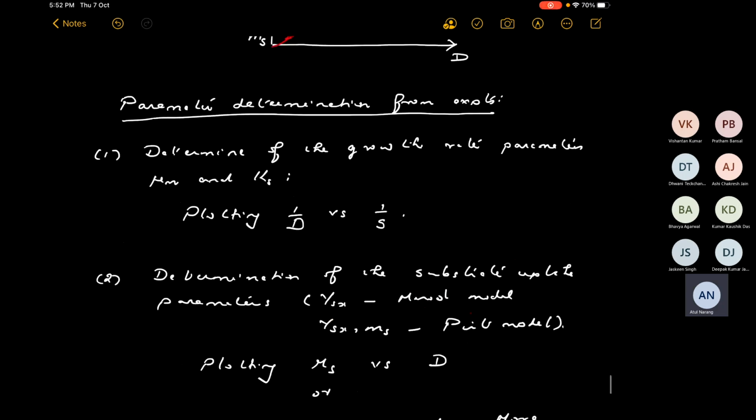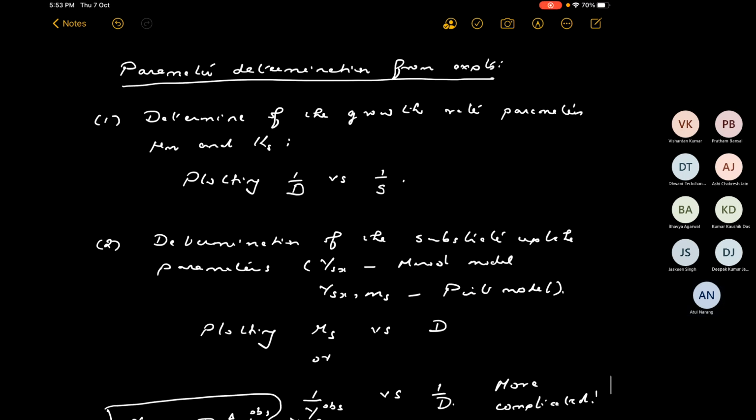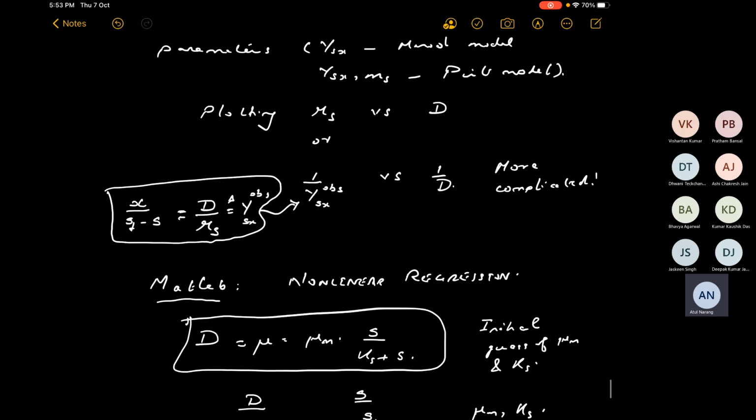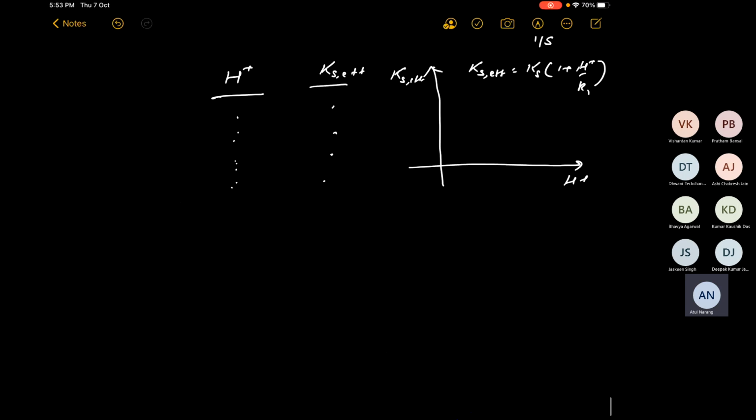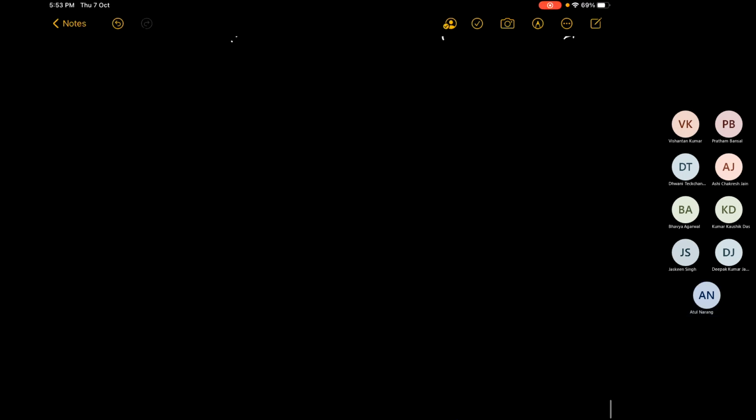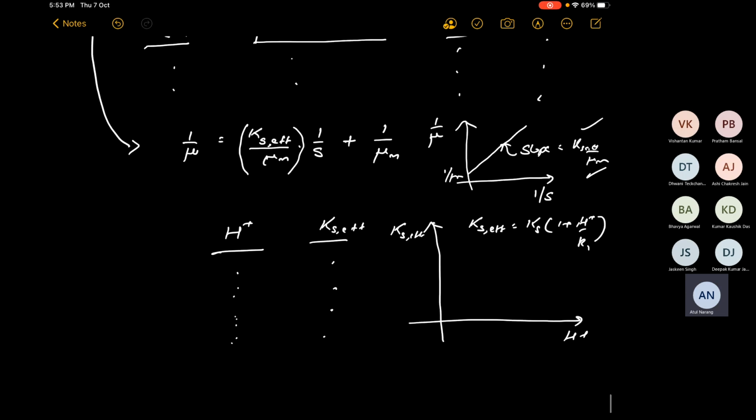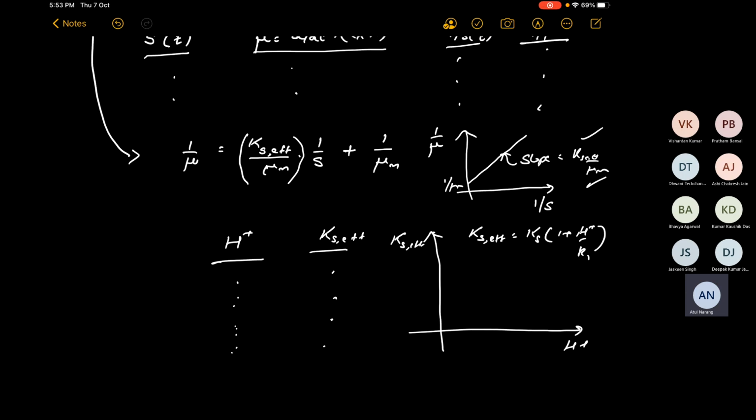For each pH, you plot 1 over mu versus 1 over S for various points. That allows you to get Ks effective for that pH. Then you plot the Ks effective versus the pH and fit a straight line to get the two constants Ks and K1. Clear? Yes.